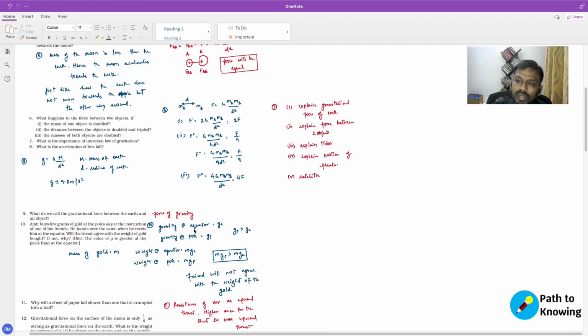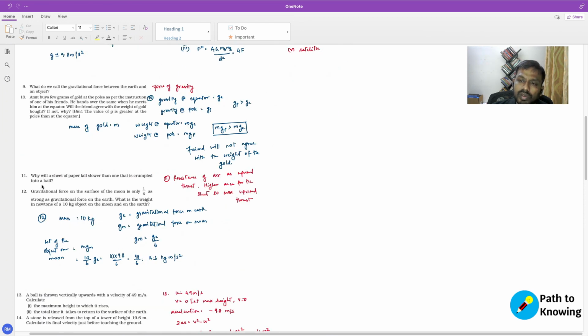So let's consider it this way. The gravity at the equator, let's consider it to be GE, and the gravity at the pole to be GP. Based on the hint, we see that GP is greater than GE, right? Let's consider the mass of the gold to be M. Since Amit has bought it at the pole, the weight of the gold at the pole would be mGP, and the weight of the same gold when measured at the equator would be mGE, right? So when the friend is measuring this at the equator, the weight will appear less as compared to what was measured at the pole. So his friend will not agree because the weight of the gold will measure less at the equator.